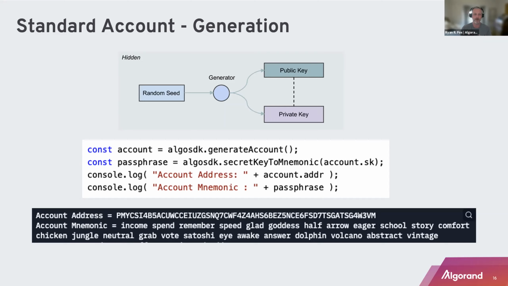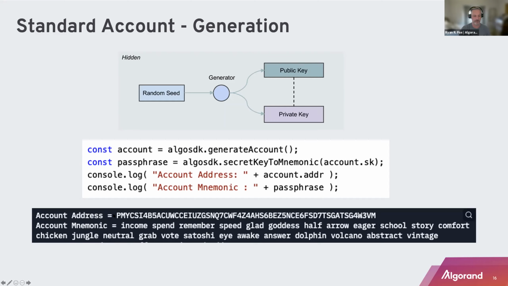All right, in code, what we want to see is the generation of this key combination and what they look like. So this is some JavaScript code here in these 4 lines. We are asking the Algorand SDK to generate an account, and it is going to give us back an account object, which we can then view the passphrase of by using this method secretKeyToMnemonic and asking for the sk, or the secret key, of that account object, and it'll print those both out. And it'll look something like this.